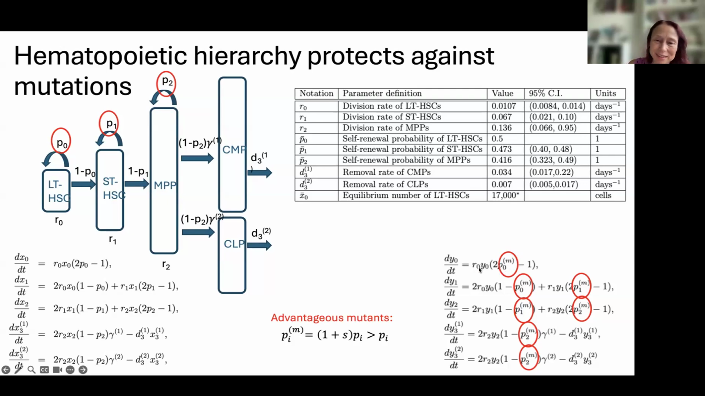And so I didn't write it here, but in the most general scenario, the mutants will have a different division rate. All of these R's will be different, so we can call them R M, mutant, right? I didn't do it here. And the probability of self-renewal is different, it has the mark M. And if we want the mutants to be advantageous, we can say that their probability of self-renewal is bigger. So if S is positive, they're more likely to self-renew. But I'm getting ahead of myself. We can just keep this general, okay?